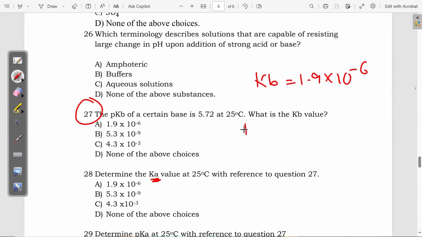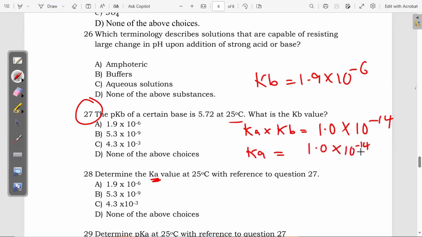Okay, you have to know that Ka multiplied by Kb at 25 degrees Celsius. This temperature here is very important. If it wasn't 25 degrees Celsius, we can't use this equation. Okay, so at 25 degrees Celsius, if I multiply my Ka and my Kb, I always get 1.0 times 10 to the power minus 14. Okay, so now here I have my Kb value. So my Ka will just be equal to, I divide both sides by Kb. So it will be 1.0 times 10 to the power minus 14, like this, divided by 1.9 times 10 to the power minus 6.